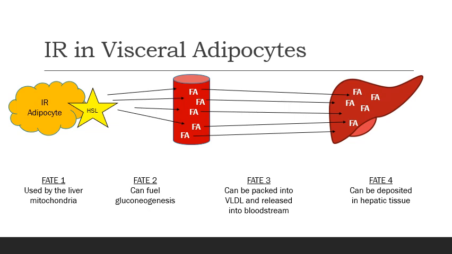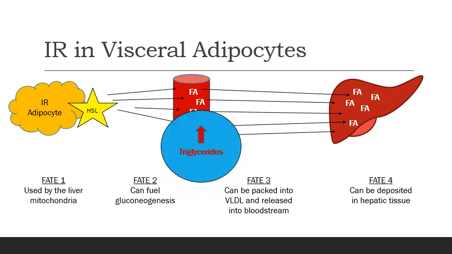Fate 1 uses very little of this excess fatty acid. Fate 2 is likely not even to happen in this circumstance. So what do we have left? Fate 3 and Fate 4. And here we end up with the first component in the atherogenic lipid triad, high triglycerides or hypertriglyceridemia.